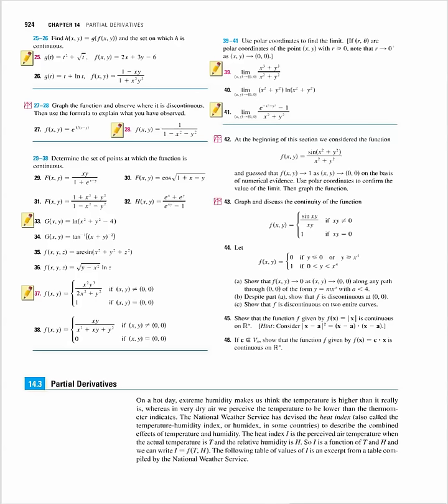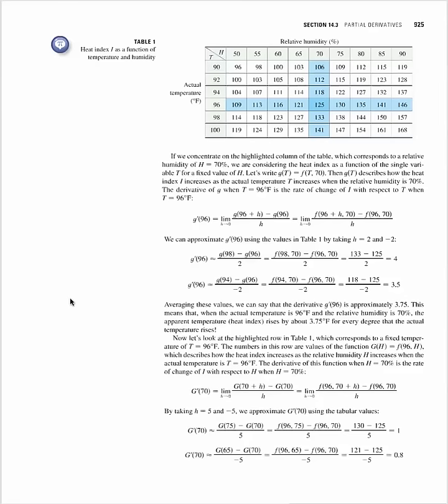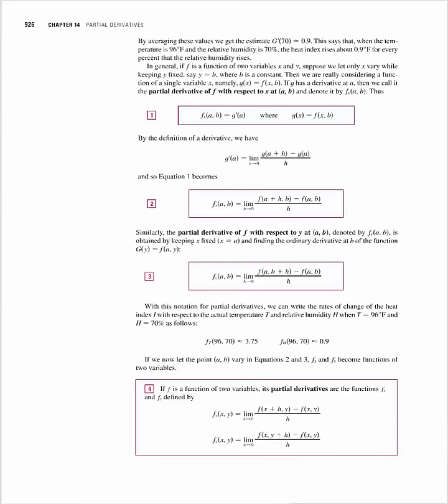Your book starts out section 14.3, partial derivatives, with a motivational example about the heat index, which is a two-variable function based on the temperature and the humidity, and it returns you what the temperature feels like. Do read through this example, but honestly, your book kind of treats this a little bit more difficult than it has to.